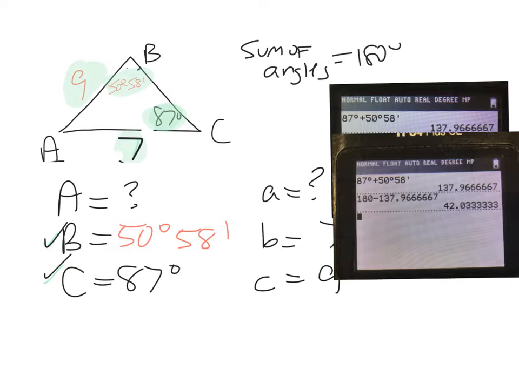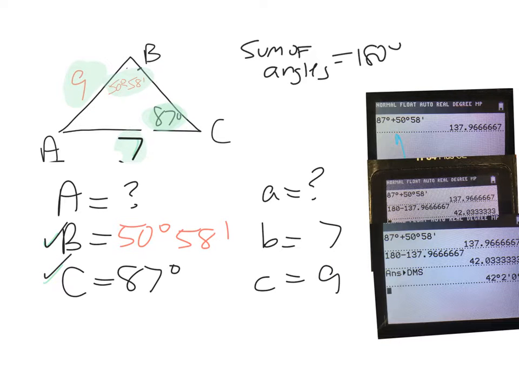So here when I do that, I have 42.033333, but remember this is an angle, so what I now want to do is go to DMS on the calculator. And when I do that, it looks like angle A turns out to be 42 degrees and 2 minutes. So now I have all three of the angles.